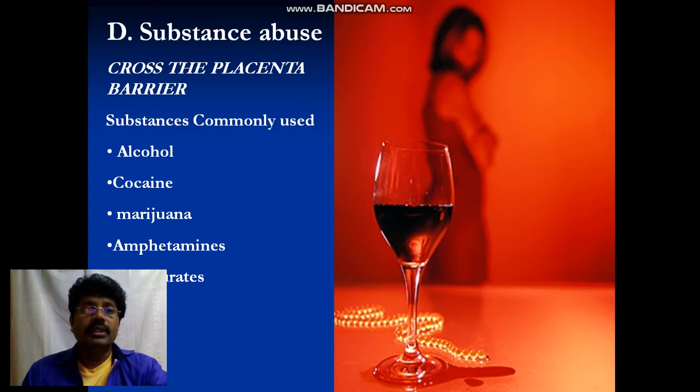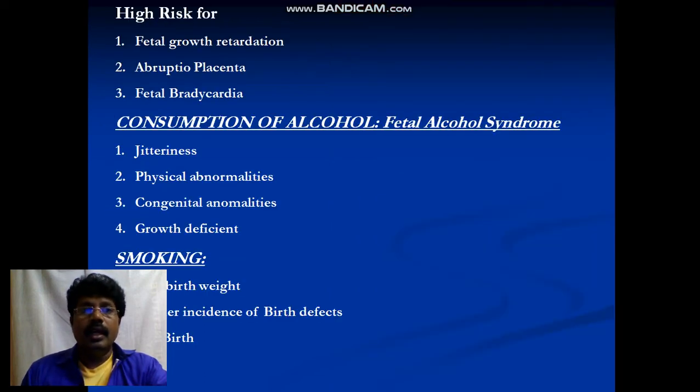Substance abuse crosses the placental barrier. These are all the substances that cross the placenta: alcohol, cocaine, marijuana, amphetamine, barbiturates and heroin. So the pregnant woman should not take these substances. High risk for the mother is fetal growth retardation due to these substances. Sometimes abruptio placenta and fetal bradycardia are common.